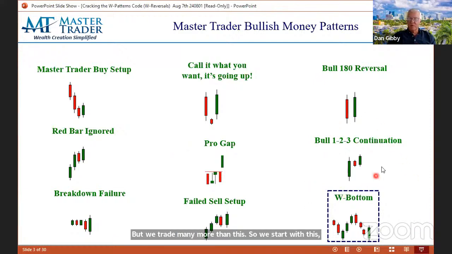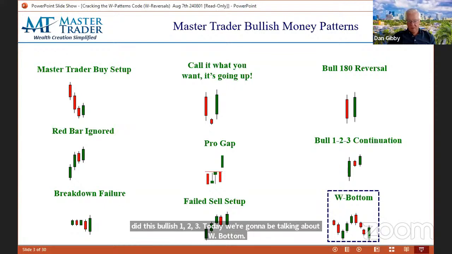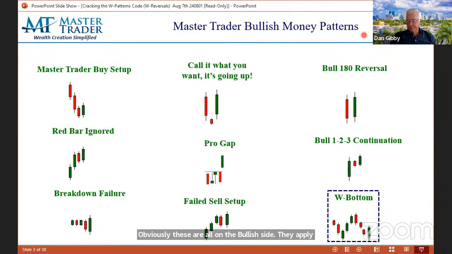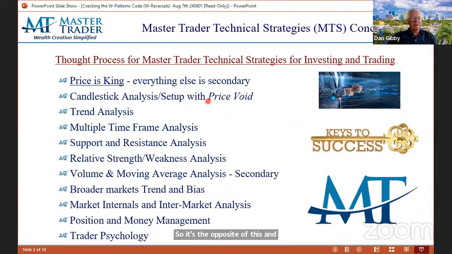So last week we did this bullish 1, 2, 3. Today we're going to be talking about W bottom. Obviously, these are all on the bullish side. They apply equally to the bearish side. And in fact, Greg, right at 11 o'clock, I said the Qs, spiders, and diamonds 15-minute charts are all M tops. And we can come back to that when we put on real charts. So it's the opposite of this. And that set up the dead high this morning. So yeah, these are two fabulous patterns.